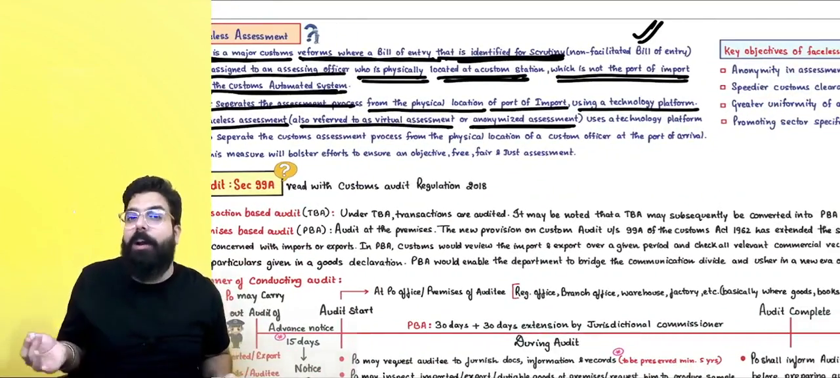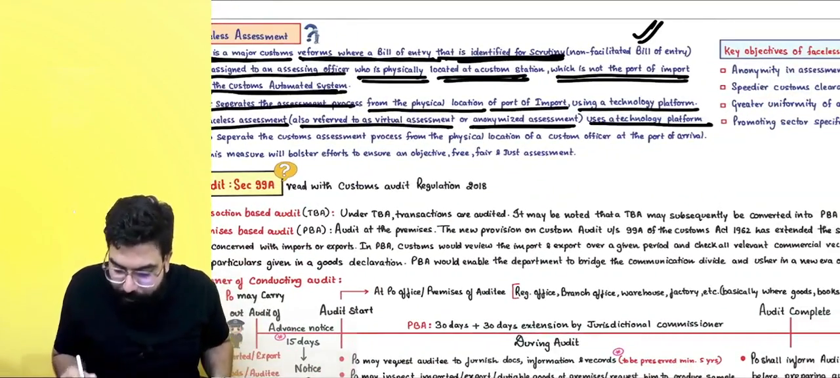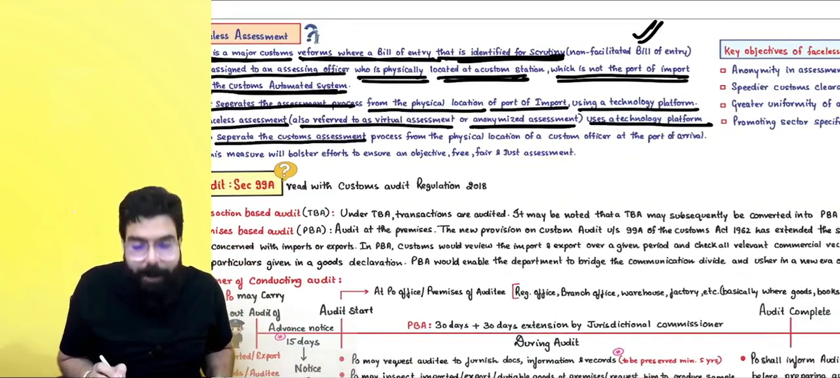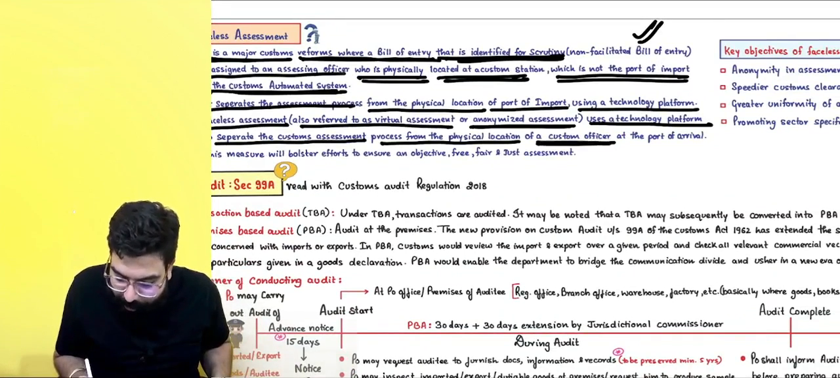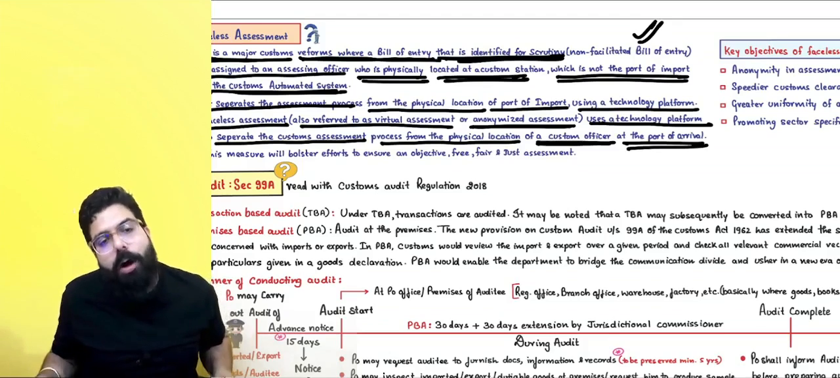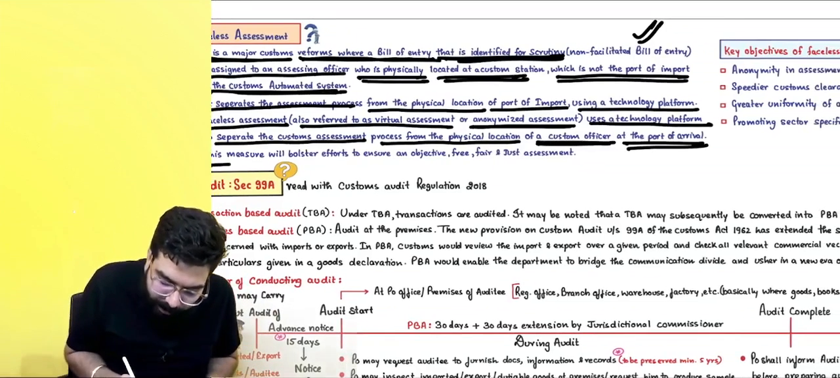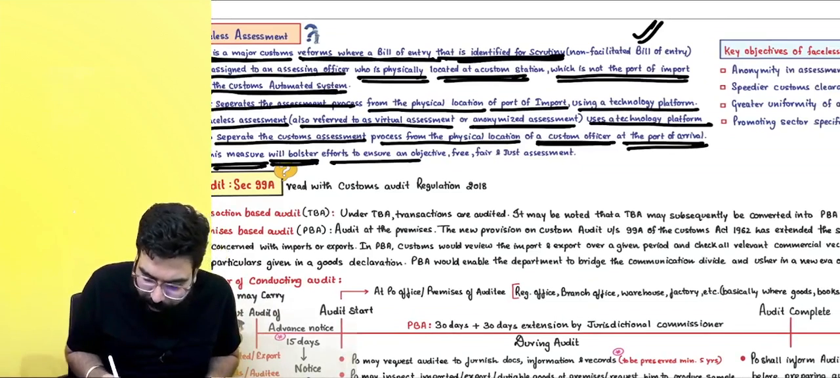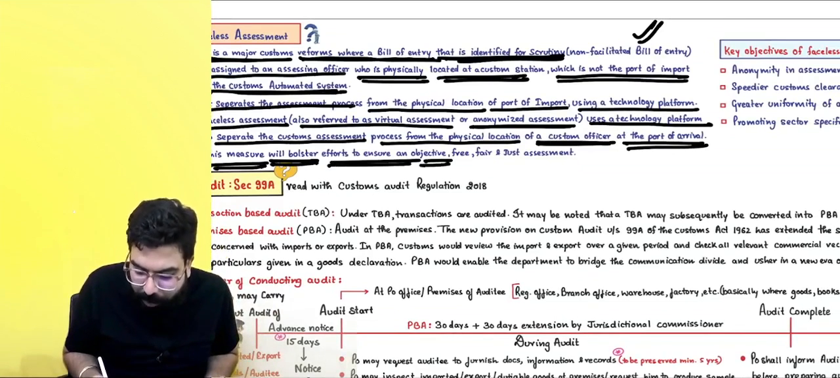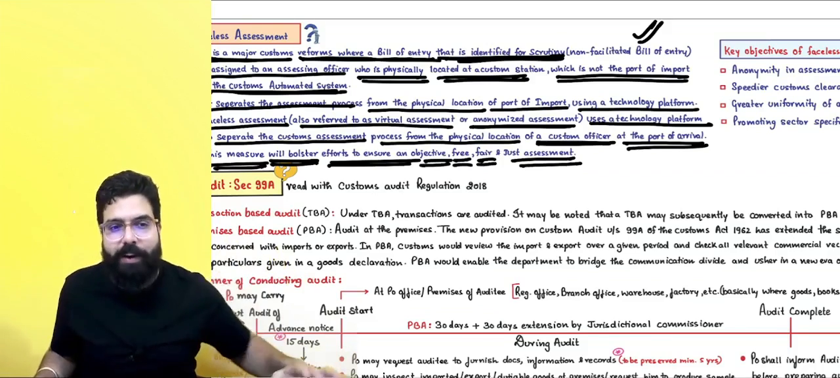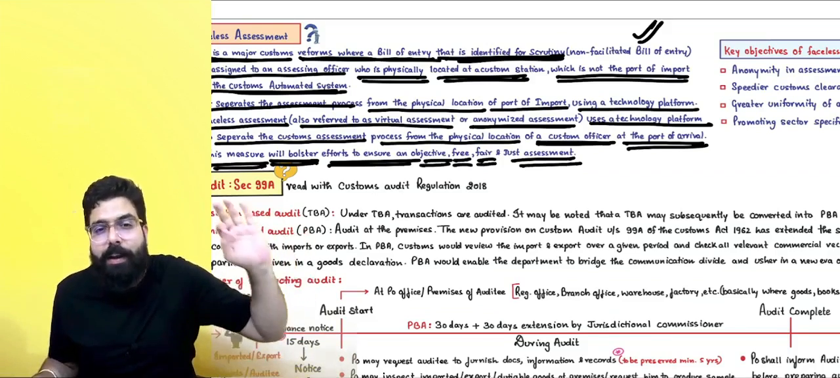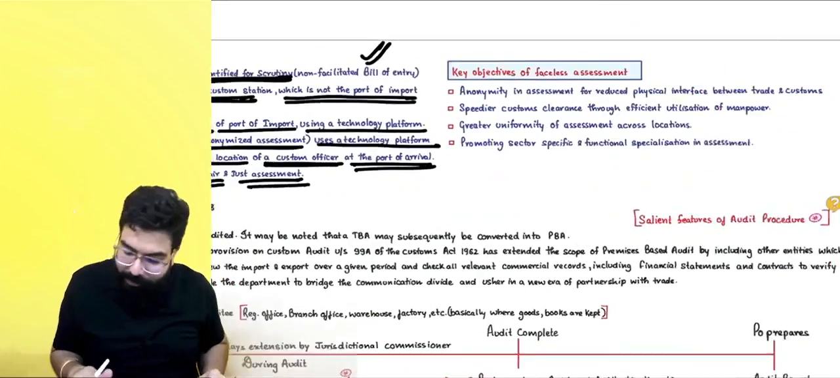And how is it virtual? By using a technological platform to separate the custom assessment process from the physical location of the custom officer at the port of arrival. This measure will bolster efforts to ensure an objective, free, fair, and just assessment. There will be no unfair kind of assessment. It will be a free, fair, and just assessment.